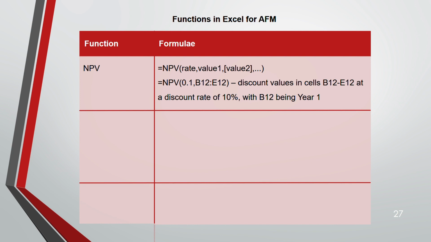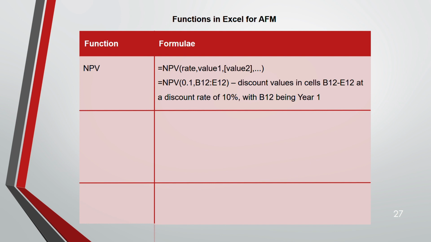Remember, first is the discount rate, comma. So rate, comma, value 1, 2, 3, 4, whatever. So let's say the discount rate is 10%. It will be 0.1, comma, the cells that you want to discount. That means the net cash flow that you want to discount. But deducting cash outflows from cash inflows, manually you have to do it in the table. There is no change to the older discounting process formula.